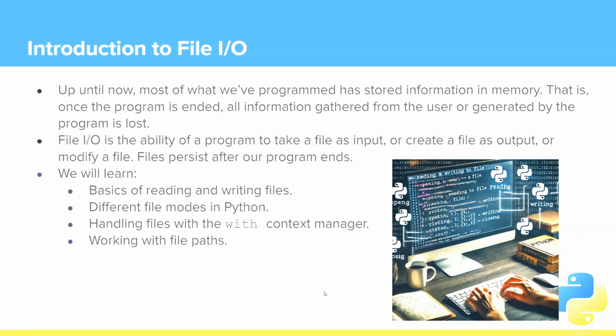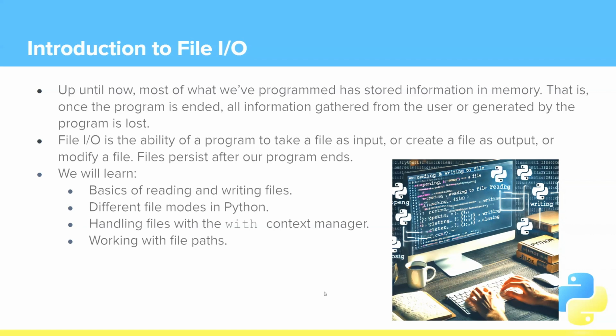gone. File input output is the ability of a program to take a file as input or create a file as output or modify a file. And this enables us to have this persistence after our program ends. Our data can be stored on our computer disk, which is a very valuable thing. And there's other ways to do this, which we'll get into later in the course, such as using databases.